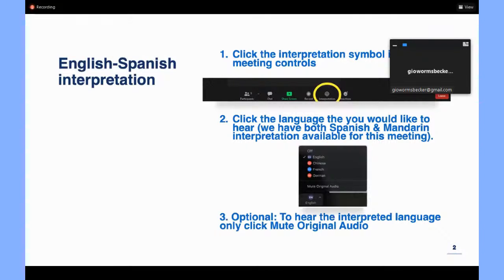If you're on an iPad or your phone or a similar device, then locate the 3-dot menu on the right corner of your screen. Click on Language Interpretation and then select English. When you speak, please do so at a moderate pace because the interpreter is going to be simultaneously interpreting everything you say.